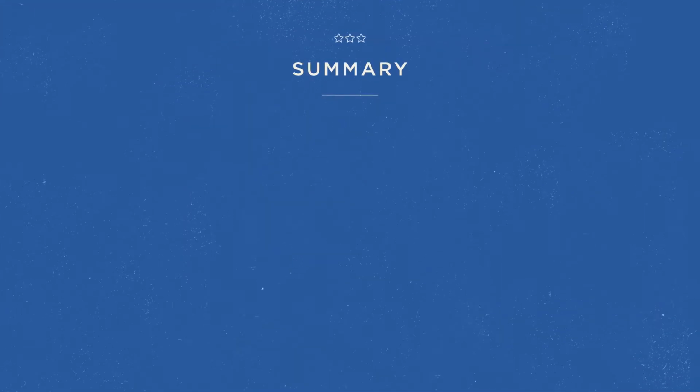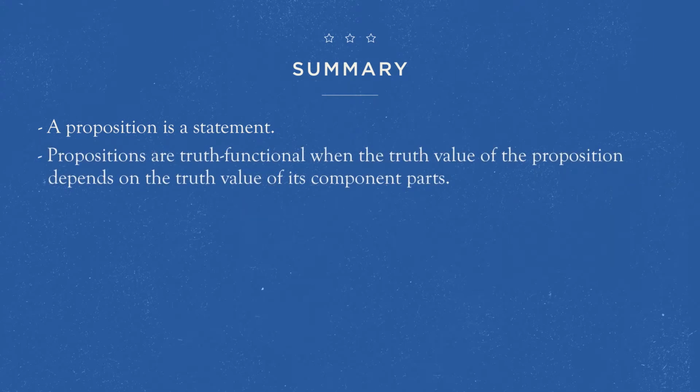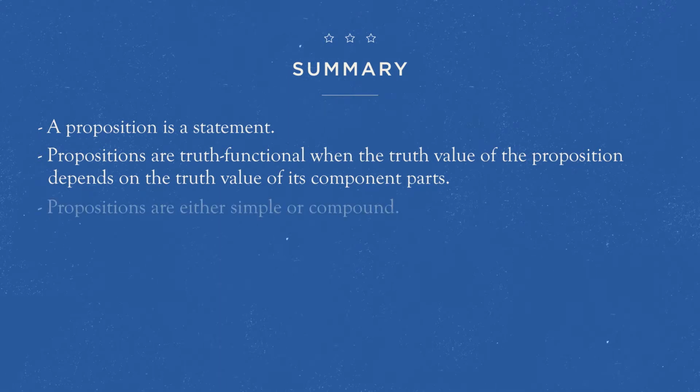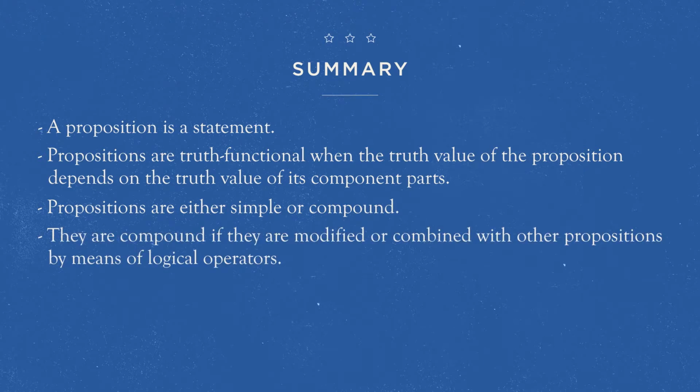Okay. First of all, a proposition is a statement. It's a sentence that is true or false, a sentence that has a truth value. Propositions are truth functional when the truth value of the proposition depends on the truth value of its component parts. Propositions are either simple or compound. They are compound when they are modified or combined with other propositions by means of logical operators.